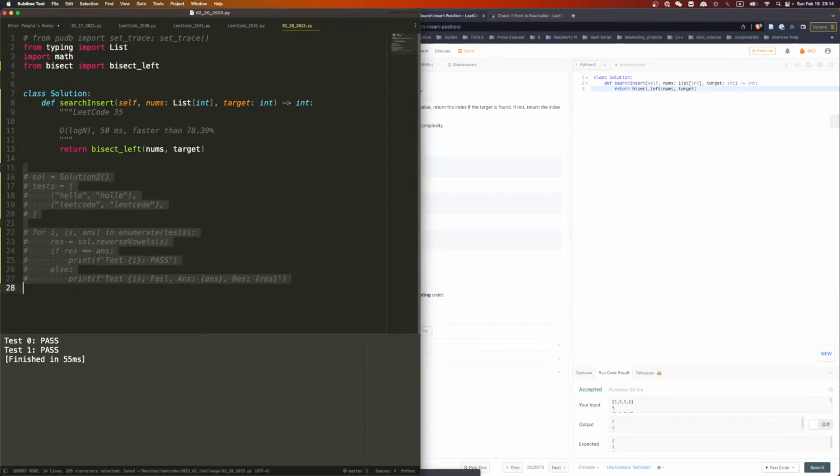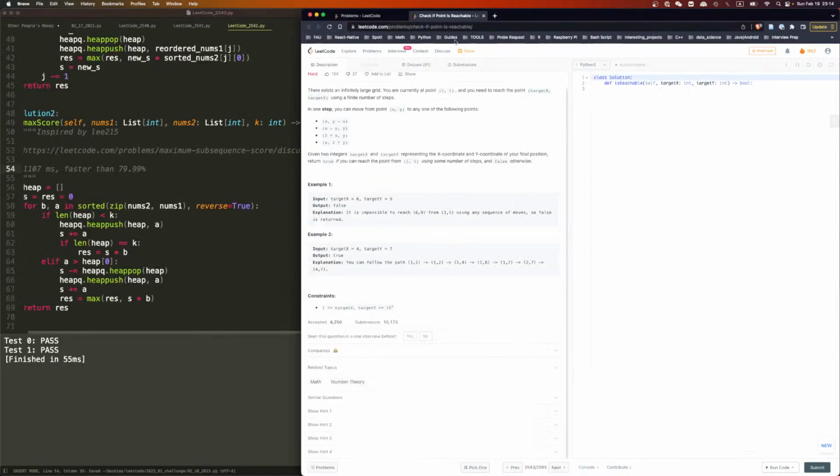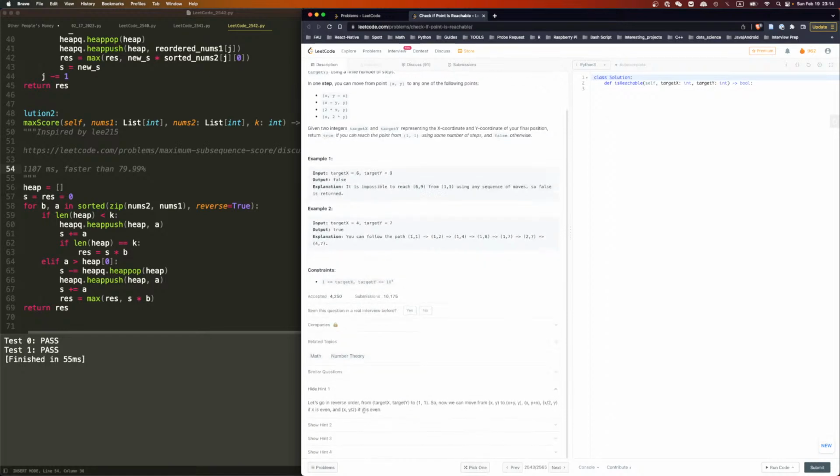All right, let's see what the hint tells us. First one: let's go in reverse order from target and target to 1, 1. So now we can move from this, and this. Of course, if x is even, and this if y is even. So this way, at least we can reduce the number of possibilities a little bit. Which means if y is not even, then we cannot move down. And if x is not even, then we cannot move left. Okay, reverse order, then what?